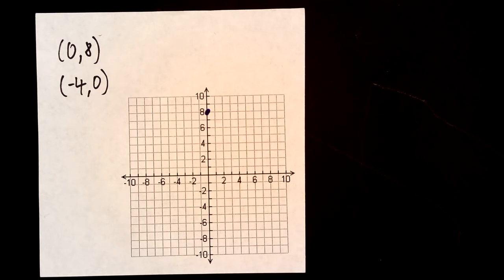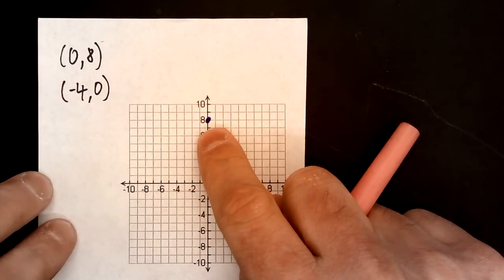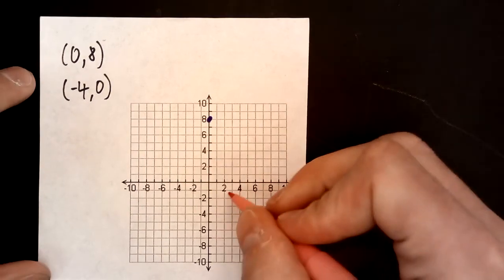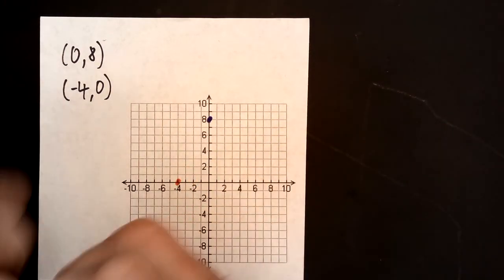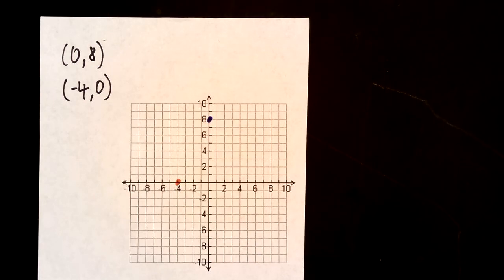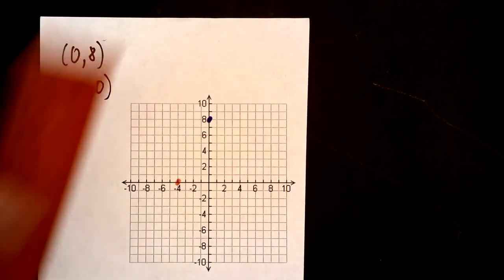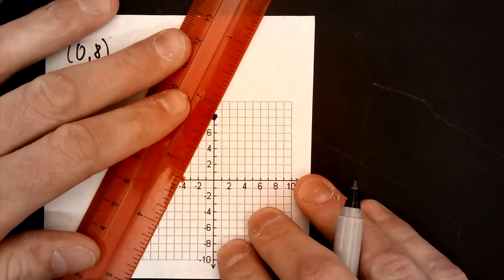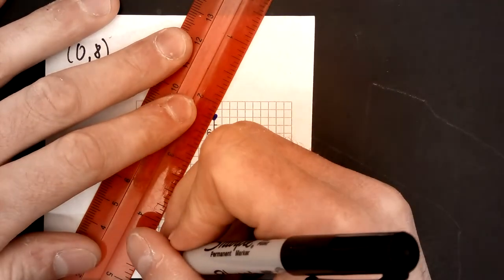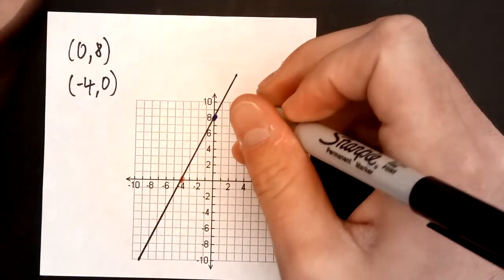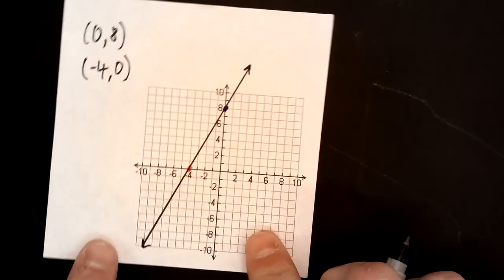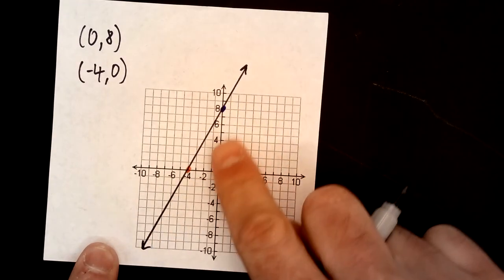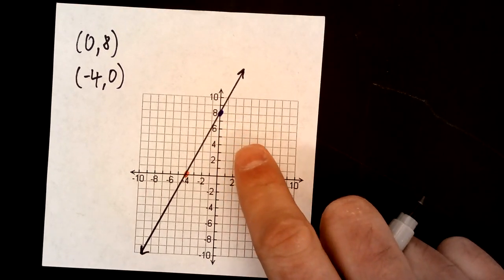So here's my graph. I already put my y-intercept on my coordinate plane. Now I need to put the x-intercept on my coordinate plane. And once I have both intercepts, I can take a straight edge, line up my intercepts, and sketch my line all the way through. And now I have successfully graphed a line by finding the x and the y intercepts.